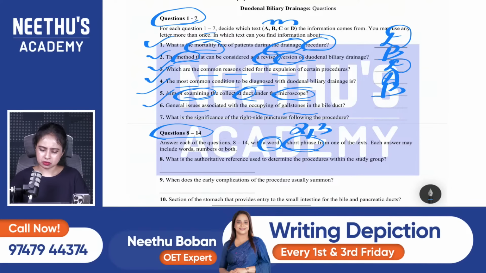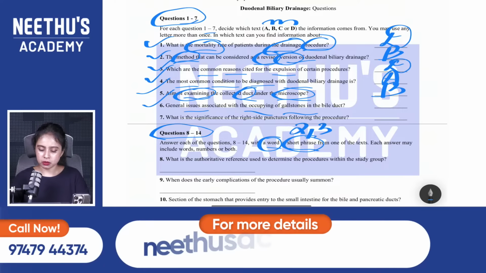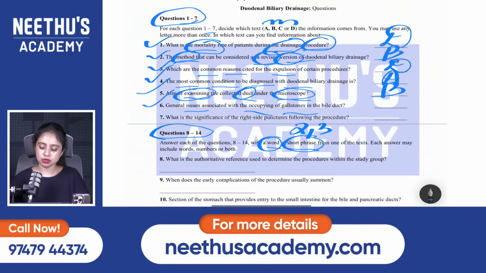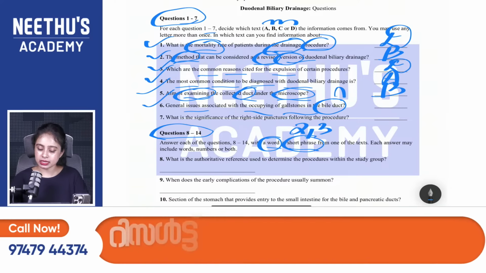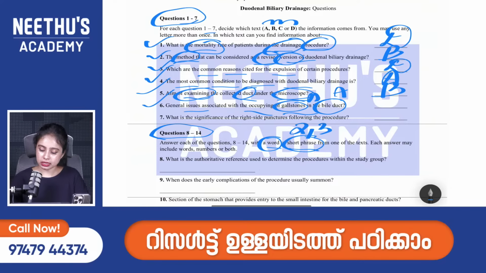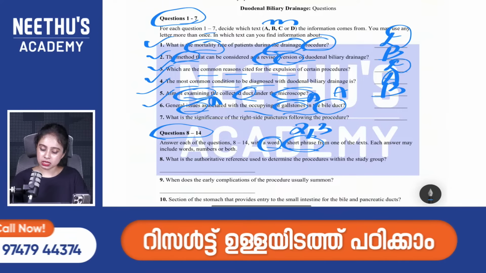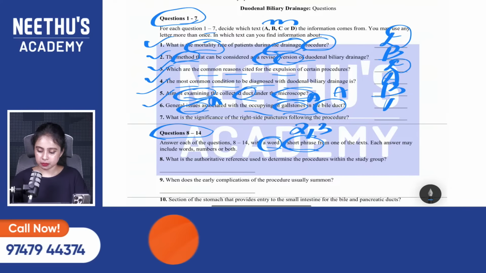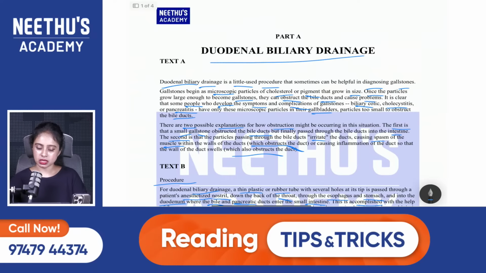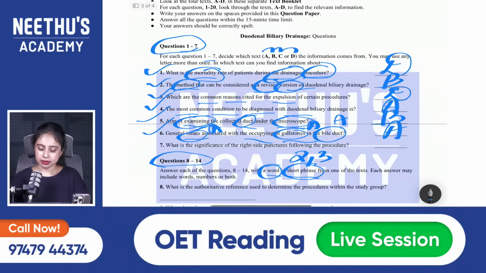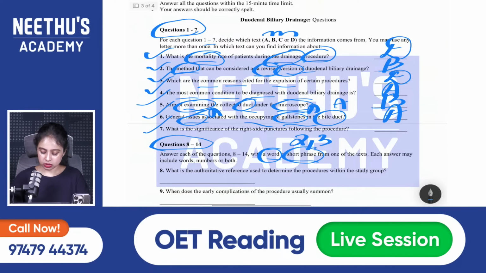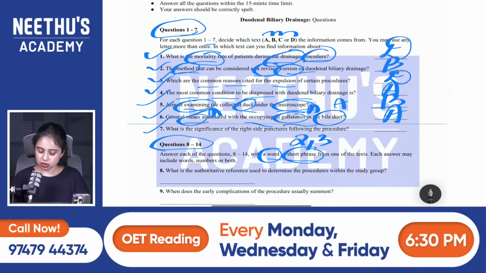Sixth one: general problems associated with occupying gallstones in the bile duct. Bile duct is mentioned in text A. Gallstones are mentioned in text A. Problems are mentioned in text A. So the answer is A. Okay, A is the right answer. Yes, Shubhajit, Sharanya, Anuja, Ruby. Very good.